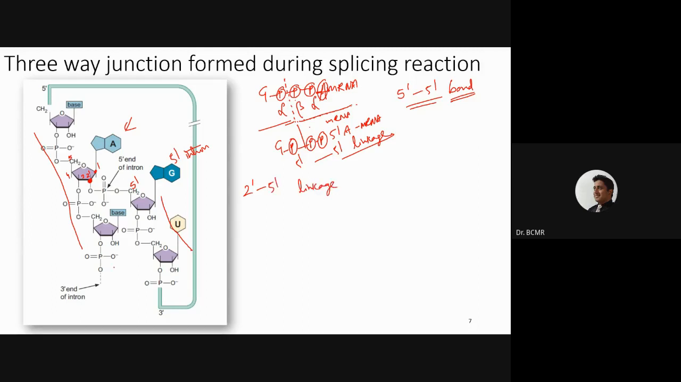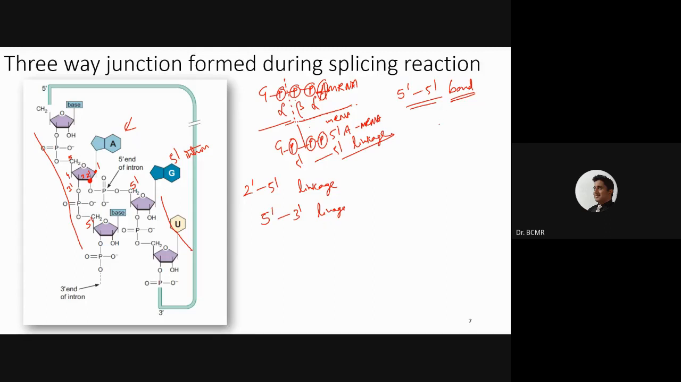In all of DNA, if you look, the linkage is typically between, say for example, this is 5', then you have a phosphate and you have a 3'. All linkages are 5' to 3' linkages, right?